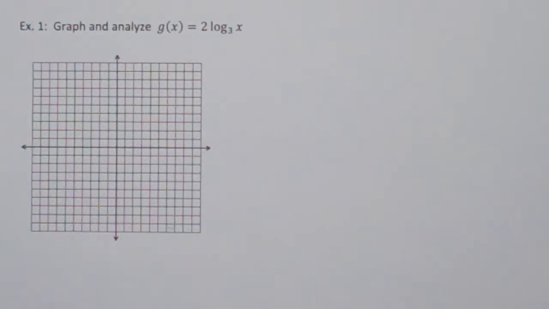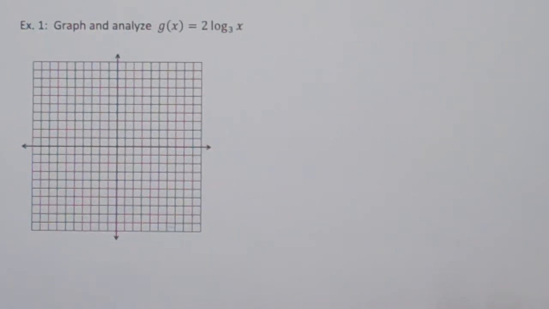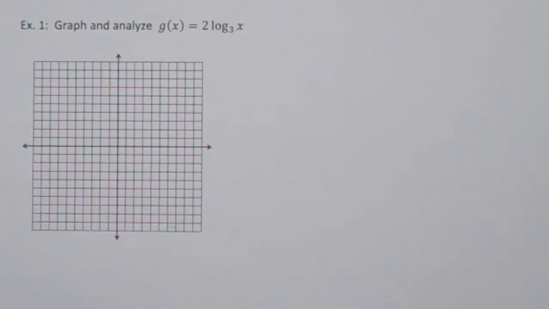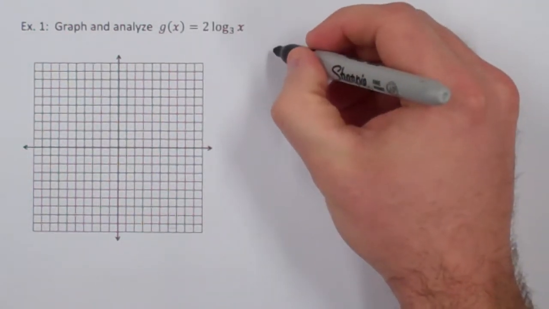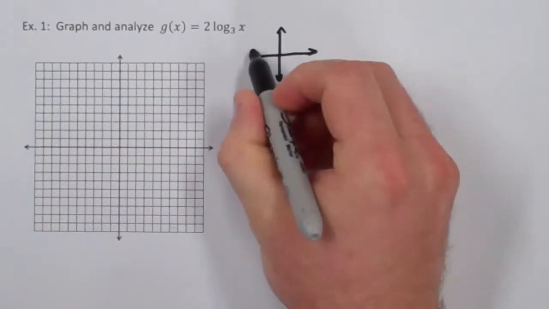In example 1, we're asked to graph and analyze g of x is equal to 2 log base 3 of x. There's a few different ways to do this problem. One thing that you should do, though, before you even graph this thing, is think to yourself, what do you think it's going to look like? So what I'll do here on the right-hand side is I'll just make a little coordinate plane.